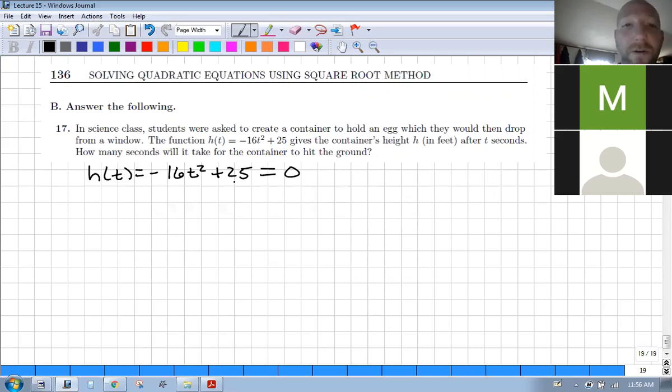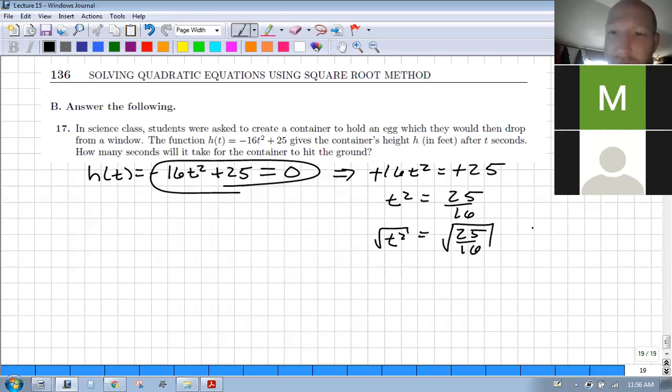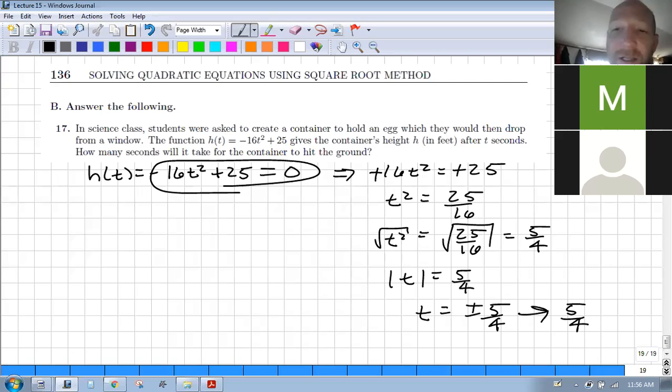So if we're going to solve this, we get, subtracting 25 from both sides, multiply by a -1, divide by 16, square root. So the absolute value of t is 5/4. So t is positive or negative 5/4. We aren't concerned about the negative time, so it takes 5/4 of a second.